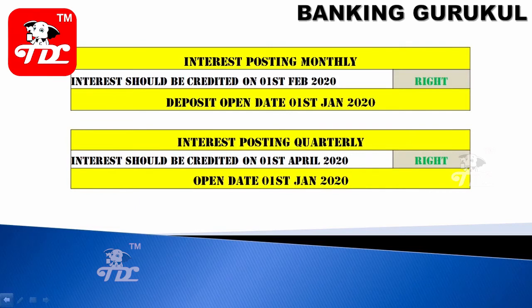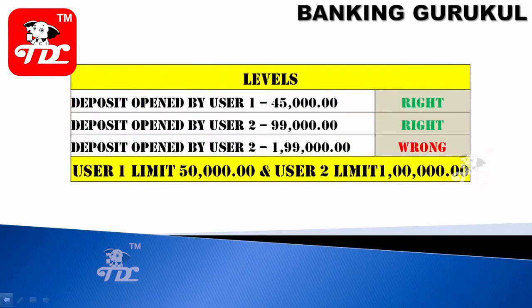And my scenario says interest posting monthly. For example, I open a deposit on 1st January 2021. Monthly interest posting means on 1st February interest should be posted to my account. If I say interest posting quarterly, I opened a deposit on 1st January, so interest will be posted on 1st April, because quarterly means 3 months, monthly means 1 month. So you have to verify these things also while testing a fixed deposit account or fixed saver account.